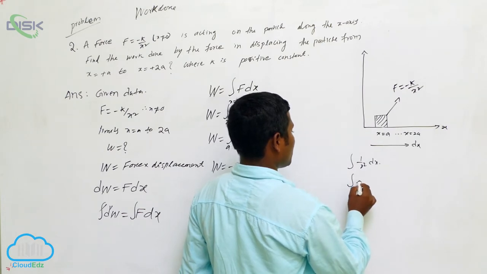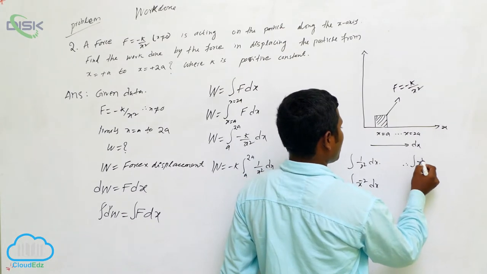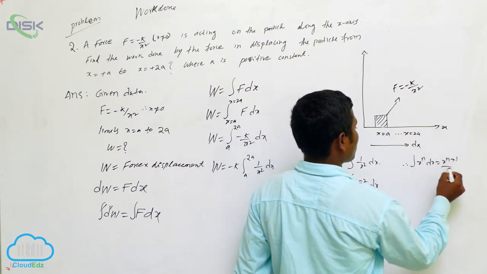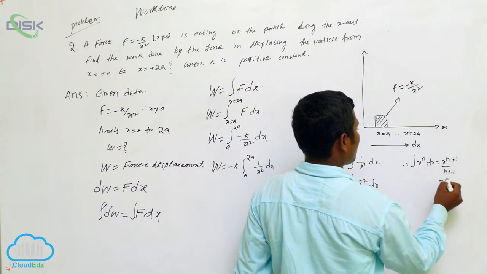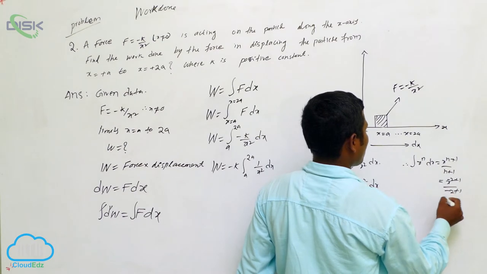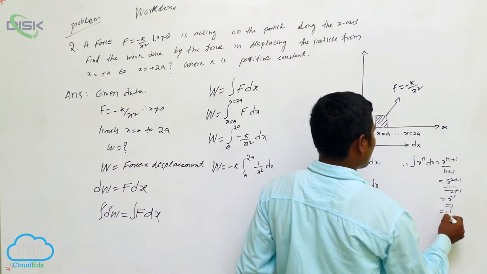Can I write it like this, X to the power of minus 2, dx? Then we have the formula: integration X to the power of n dx is equal to X to the power of n plus 1 by n plus 1. Here n is minus 2, so X to the power of minus 2 plus 1 by minus 2 plus 1, which is X power minus 1 by minus 1, which is minus 1 by X.